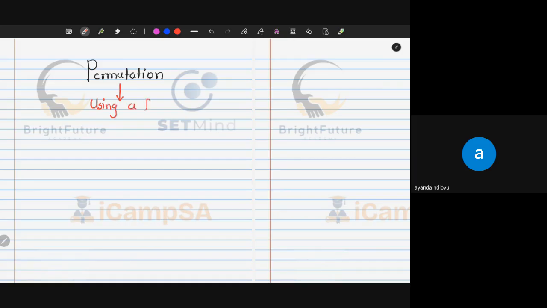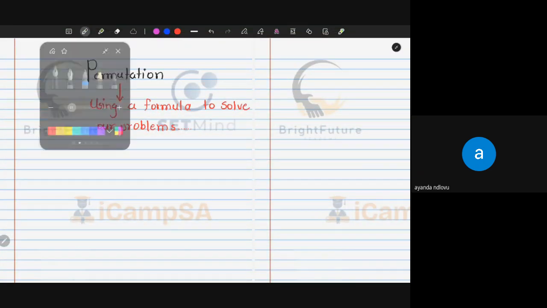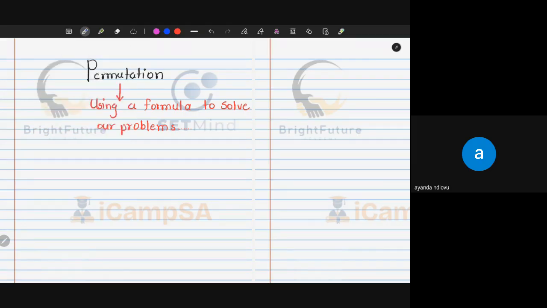We'll be using a formula to solve our problems. That is what we are going to do. So I'm going to push a couple of formulas to you. But let's start with this one, which is the formula for permutation. So the formula for permutation, guys, is as follows.